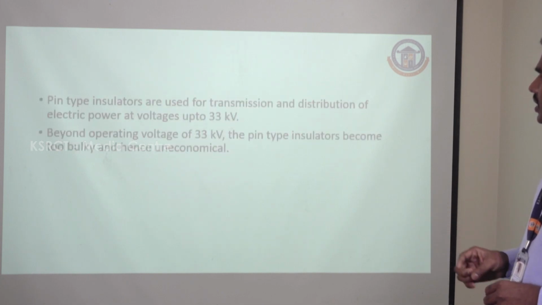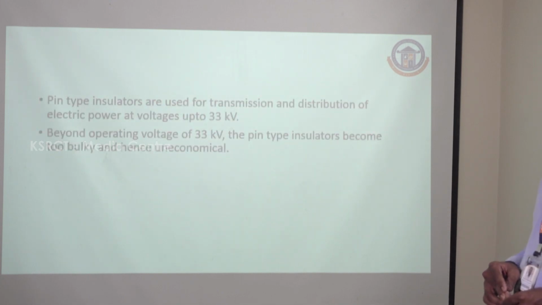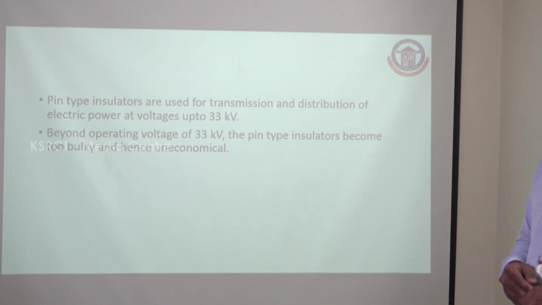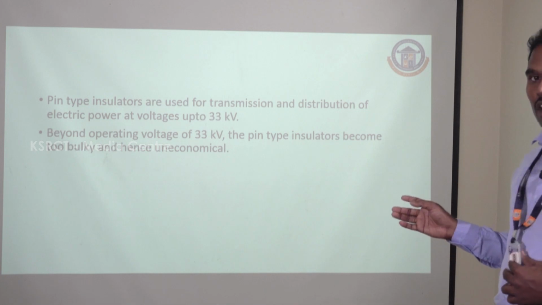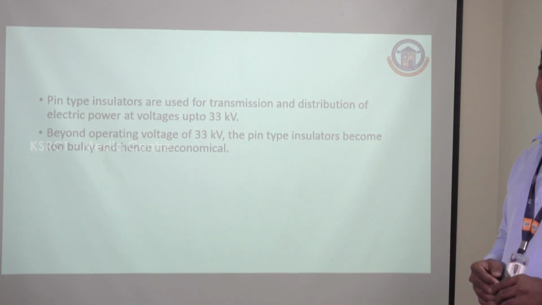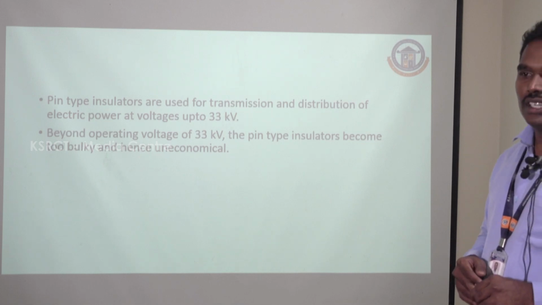Pin type insulators are normally used in transmission and distribution systems of voltage up to 33 kV only we can utilize, and beyond 33 kV, the pin type insulator becomes too bulky and uneconomical. So normally the maximum utilization of this pin type is distribution only. In a transmission system we will go for the suspension type insulator.